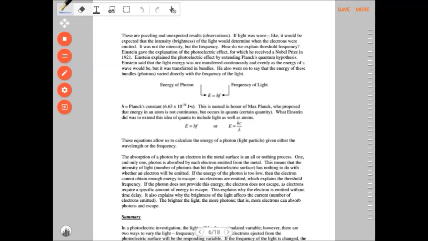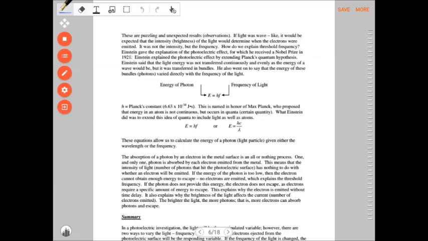If light was a wave, or wave-like, it would be expected that the intensity or the brightness of the light would determine when the electrons were emitted. It wasn't the intensity that did that, though, it was the frequency. How do we explain threshold frequency? Einstein gave the explanation for the photoelectric effect, for which he received a Nobel Prize in 1921.